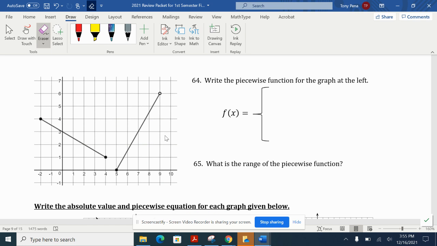All right, next one. Pretty much same thing. A little trickier in terms of since there's a gap here, but let's kind of do our same process. Here's my first line. Here is my second line. So there should be now just 2 parts to this piecewise function. We want to identify the slope of this first one. This one goes down 1 and then right 1, 2, down 1, right 2, down 1, right 2. So that slope is a -1/2.